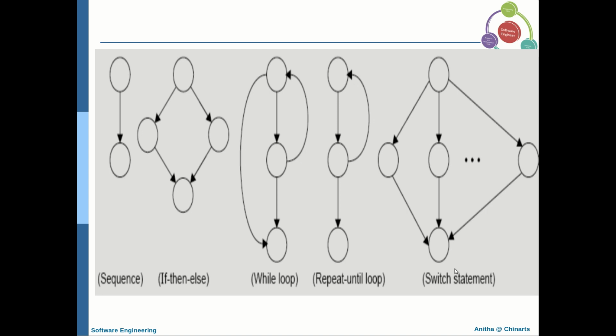And for the switch statement, the condition will be specified here. The first value, second value, and nth value will be given here. These are the sets of statements for each decision, and after executing the decision block, it will come out of the switch statement to the next statement. So these are the different notations we will be using in our control flow graph.